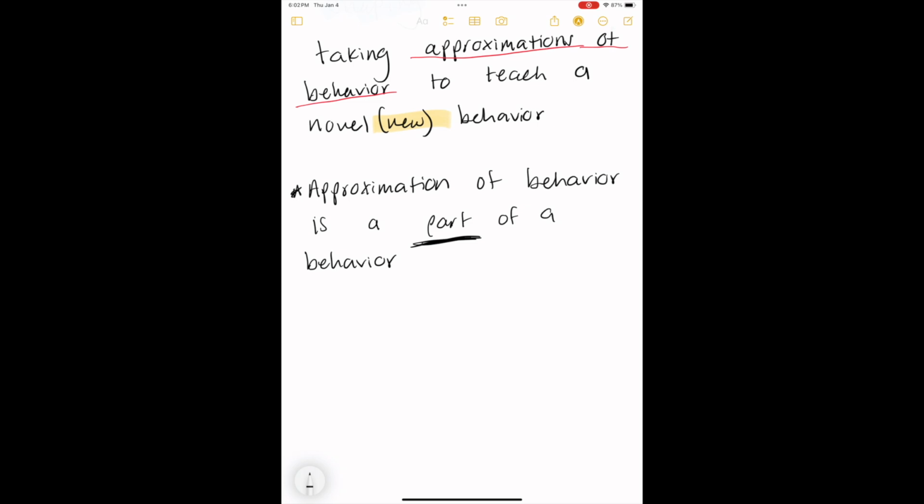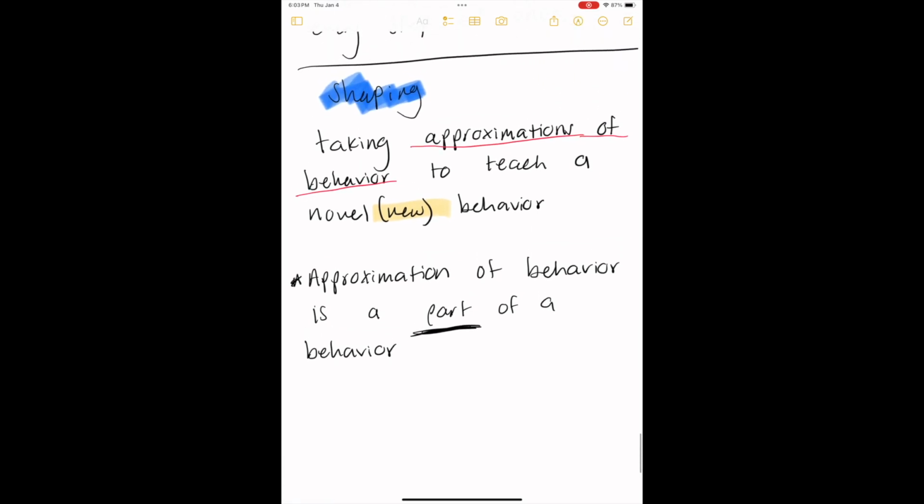And if it's a larger word, if it has 2 syllables or 3, like let's say butterfly, if you want them to say butterfly, you would break it down. You would say but-ter-fly, and you're always gonna give them the whole word. You're not going to give the approximation of the behavior, right? It says here, it's taking approximations of behavior to teach a novel behavior.